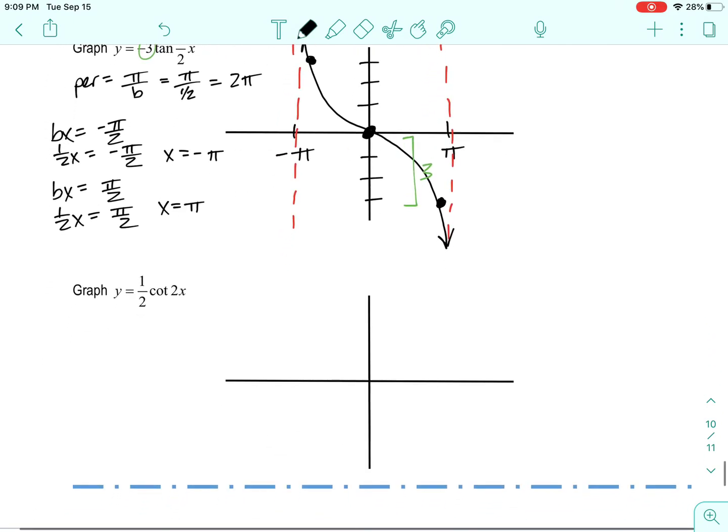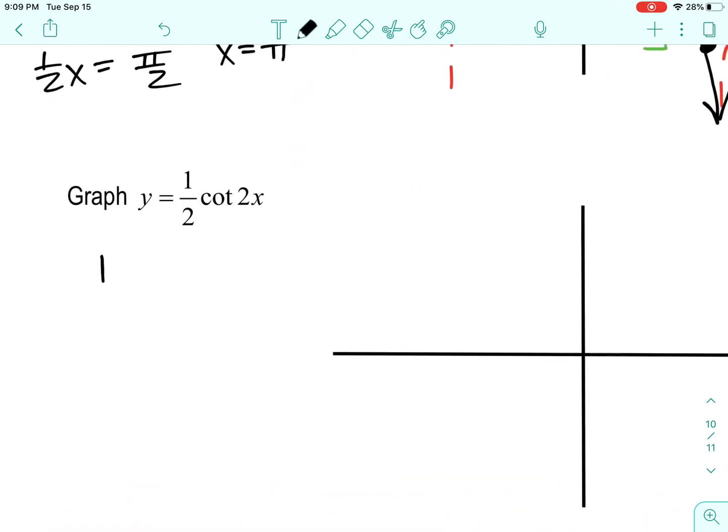Okay, one more. Let's see, period, first of all. So it's just pi over b. In this case, the b is 2. So my period is pi over 2. That means the distance in between my two asymptotes is pi over 2. Okay, so remember, period is pi over b for tangent and cotangent, but for all the other ones, the formula is 2 pi over b.